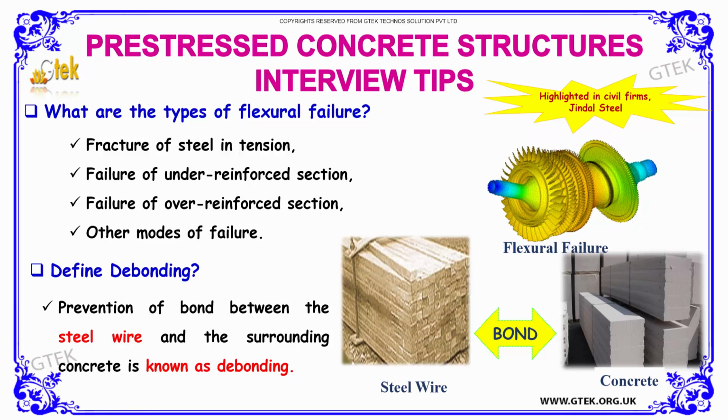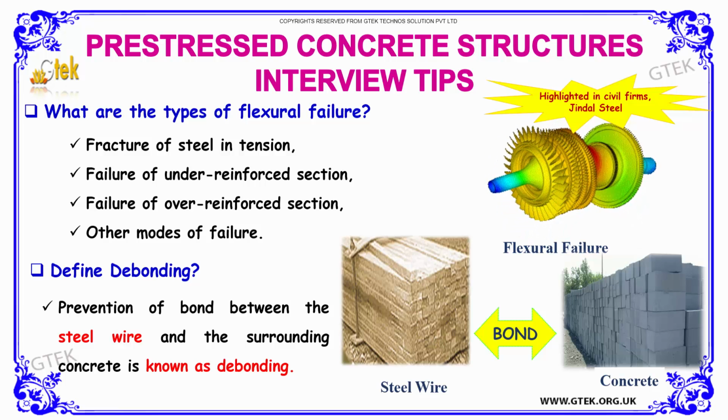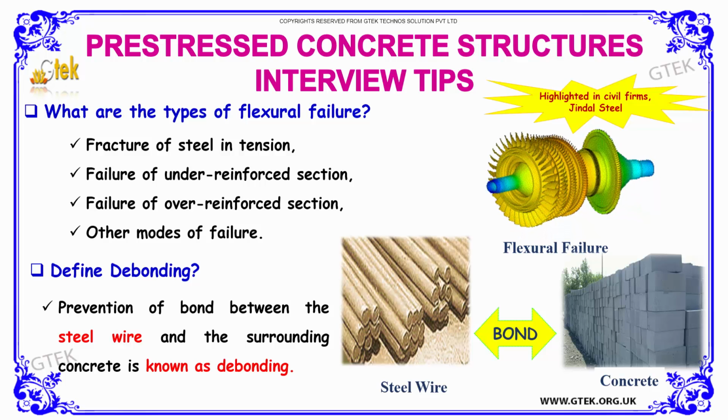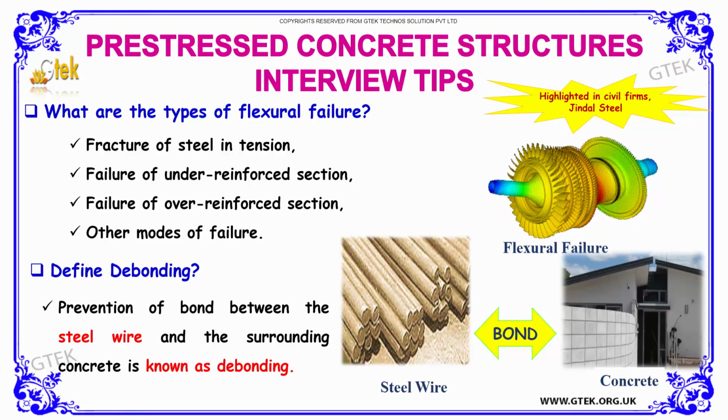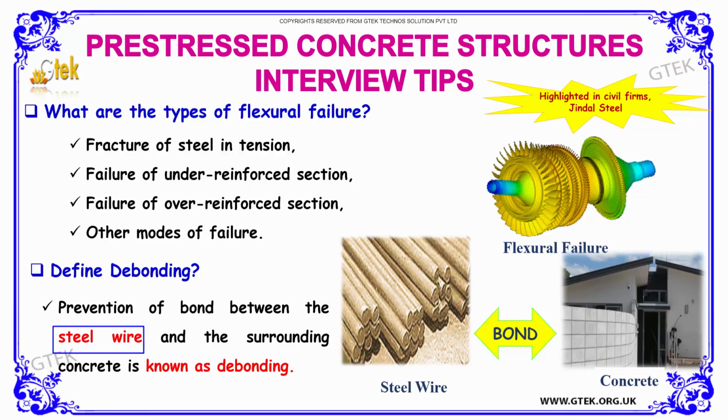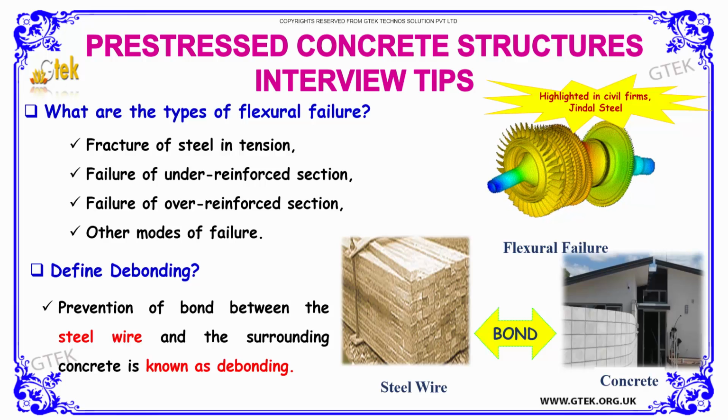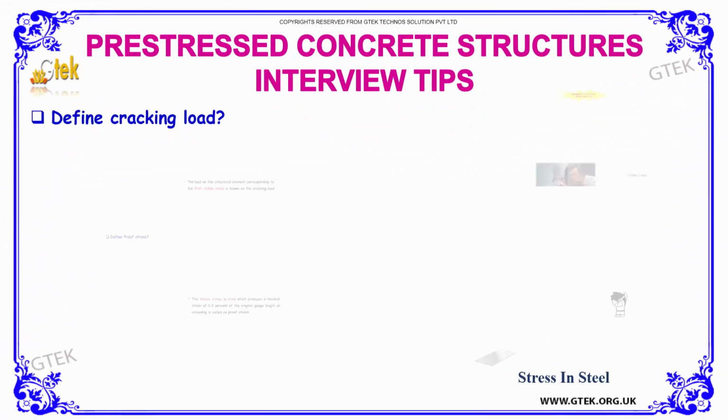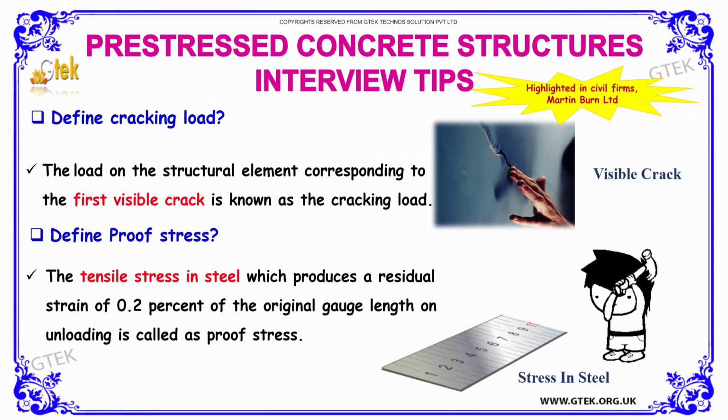We got the next question as follows. Define debonding. Debonding is nothing but prevention of bond between the steel wire and the surrounding concrete. We'll move to the next question. Define cracking load. Cracking load is the load on the structural element corresponding to the first visible crack.